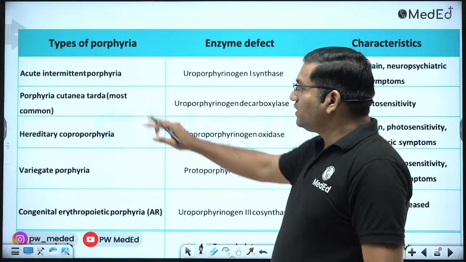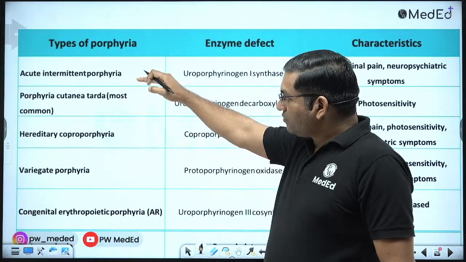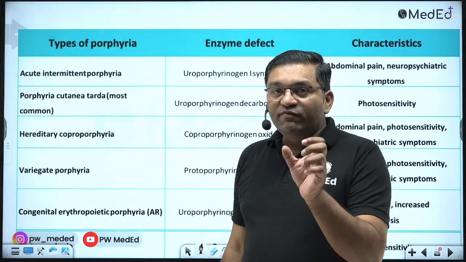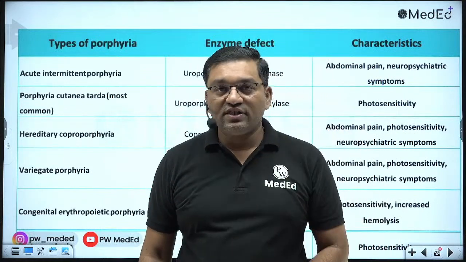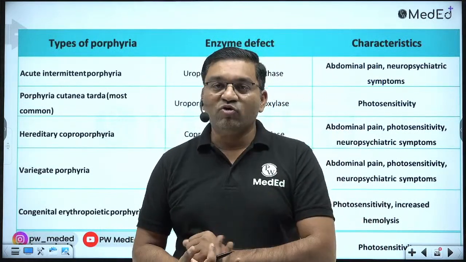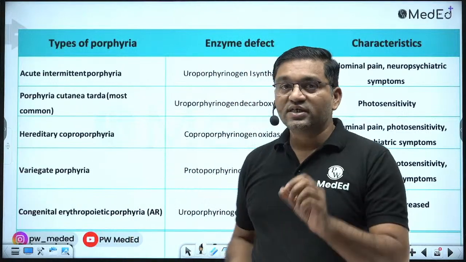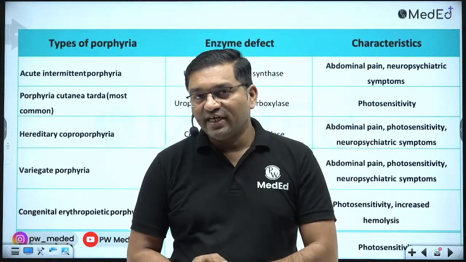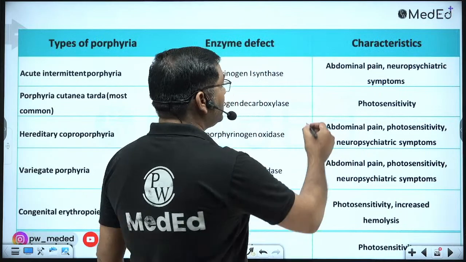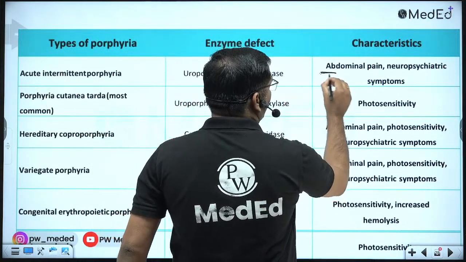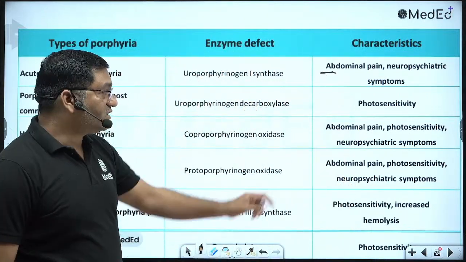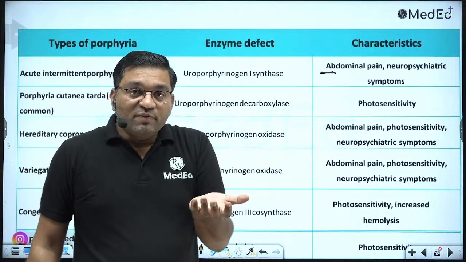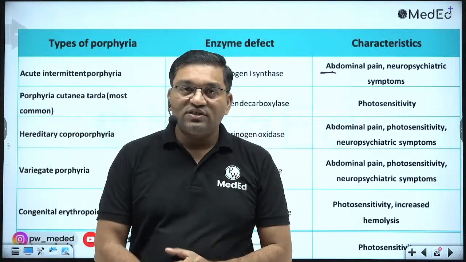Remember, in acute intermittent porphyria the defect is before the uroporphyrinogen synthesis. When it is before the uroporphyrinogen synthesis, it causes abdominal pain and neuropsychiatric manifestations, as in acute intermittent porphyria.